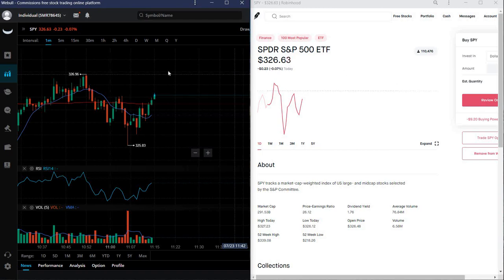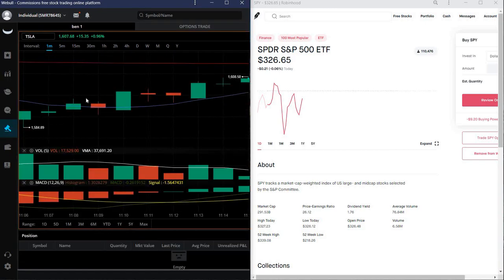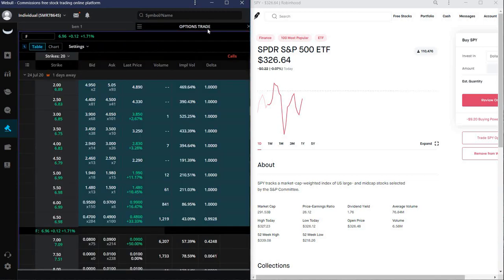It's real time. For options on WEBULL, I'm pretty sure there's a 15-minute delay. At least for me there is. It's not real time. Trading stocks is real time, but there's a delay on the options chain.